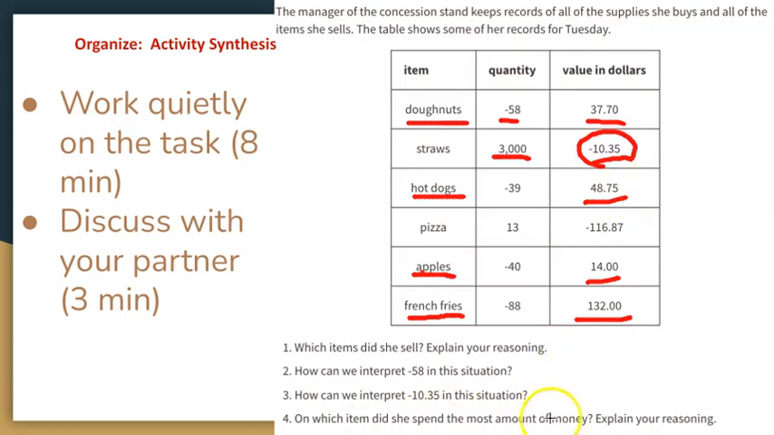And then on here it says, which item did she spend the most money on? Well, there are only two negatives, right? We've got the pizza and the straws. Which one did she spend more on? The pizza. Straws are pretty cheap. 3,000 for $10.35 doesn't seem too far out of place. Here we got 13 pizza for $116.87 that she spent. So that appears to mean that she bought pizza.